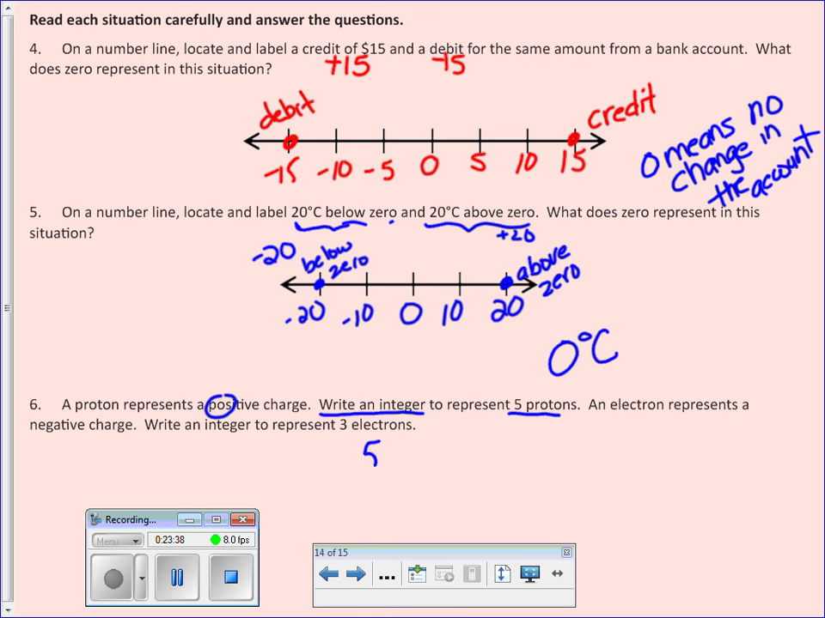So it's not asking for a number line. 5 protons equals +5, because it's a positive charge. An electron has a negative charge. So how would you write 3 electrons? -3. Didn't ask for a number line, it just asked for the integers.